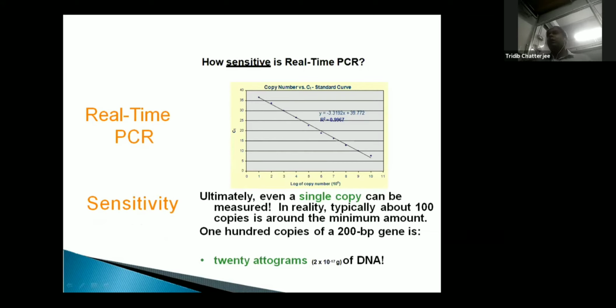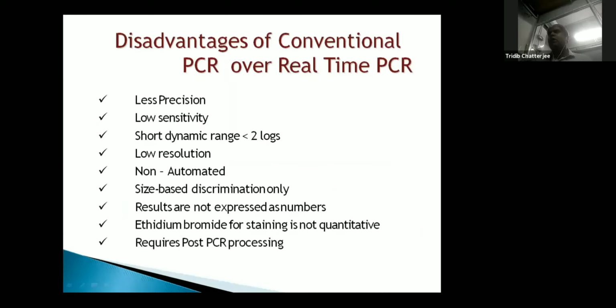Now, Madam has already explained R square, Y-intercept, and slope, so I am not going into it. But I want to draw your attention to a certain point. If you see this curve, this is the log of copy number, and this is the CT value. Even a single copy can be detected by this technique. That shows how sensitive this technique is.